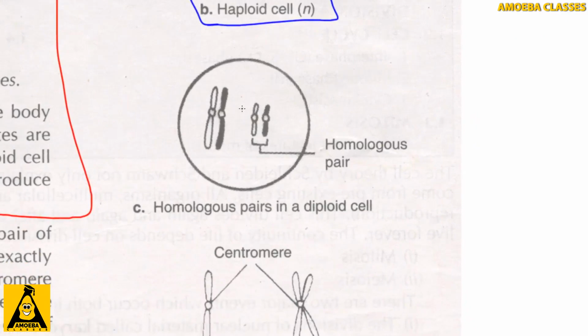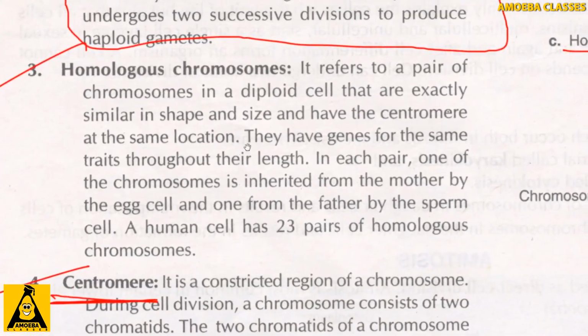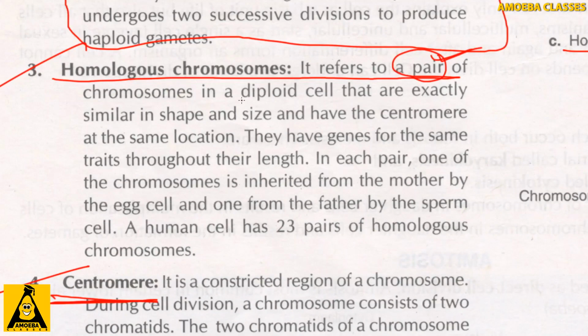Now to understand the homologous pair of chromosomes, let's read what's written over here and then discuss. Homologous chromosomes refer to the pair. Make sure of the very important words: pair of chromosomes in a diploid cell that are exactly similar. They say similar, it is not written identical. There is a difference between similarity and identical. Similar is something different, identical is something different. So it is similar in shape, size, and has the centromere at the same location.